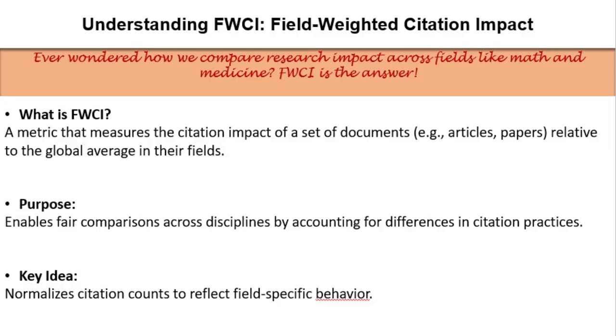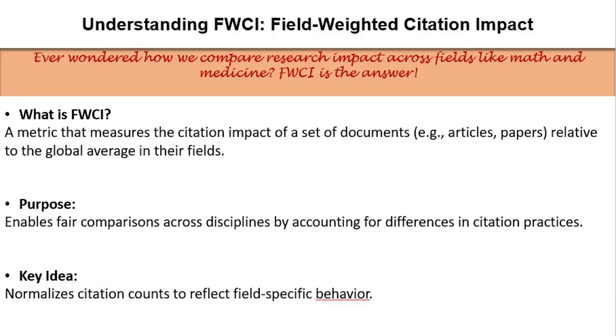What is FWCI? At its core, it's a metric that shows how well a set of research documents, like journal articles or papers, is performing in terms of citations, compared to the global average for similar work.